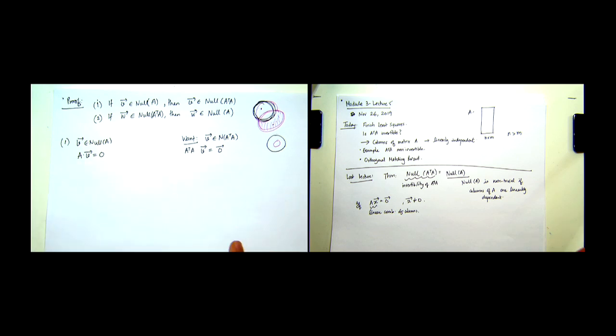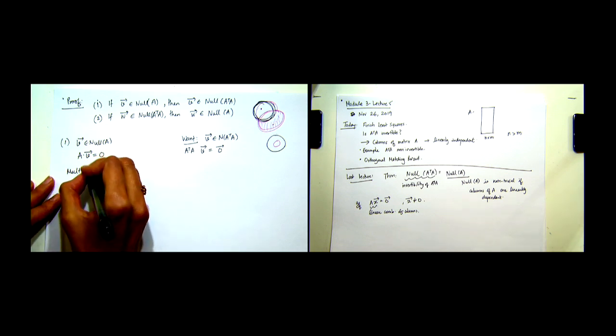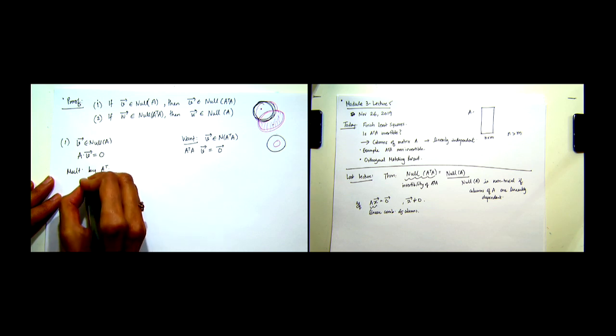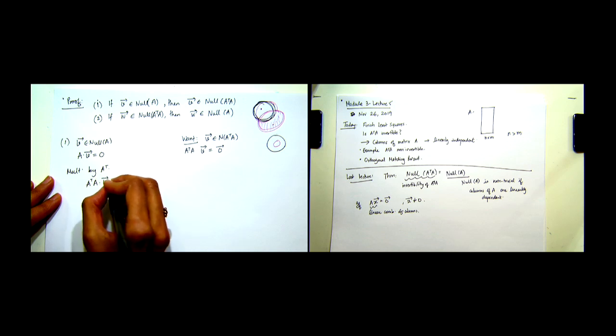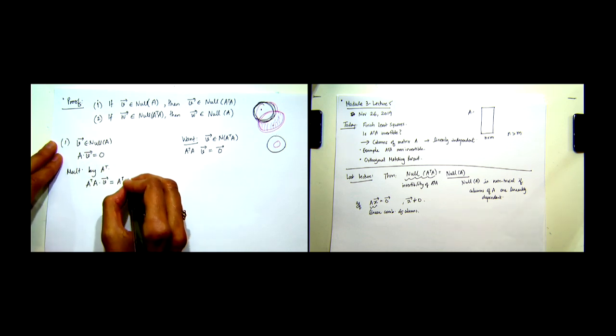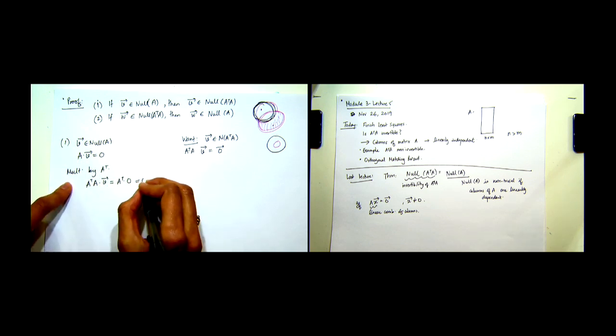I'm going to multiply by A transpose, right? So this is a natural step. So multiply by A transpose. We're going to get A transpose A, V. And if I multiply this by A transpose, I'm going to get this equal to A transpose 0, right? Multiplying both sides. But A transpose times 0 is equal to 0.